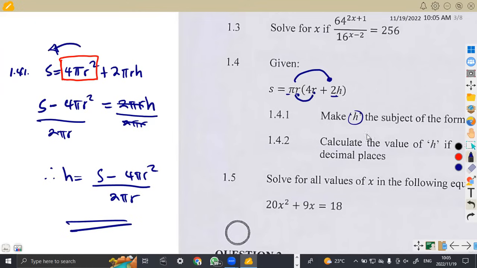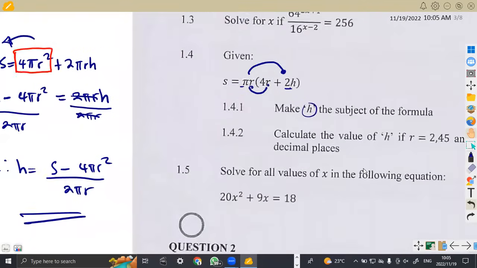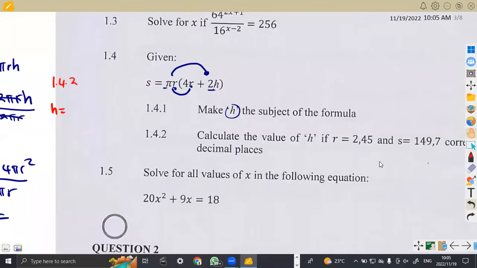Okay, 1.42, now we are being asked to calculate the value of h given that r is 2.45, and s, correct to 3 decimal places. So this is just a substitution. Already h is the subject here, so you can just substitute. H is equal to s, and we are given s as 149.7.